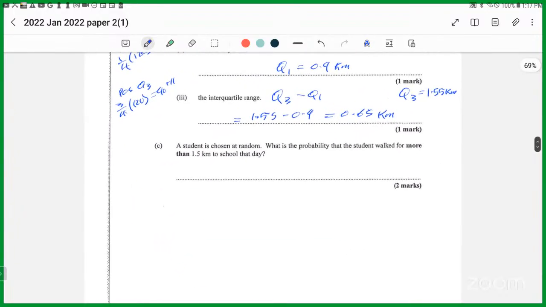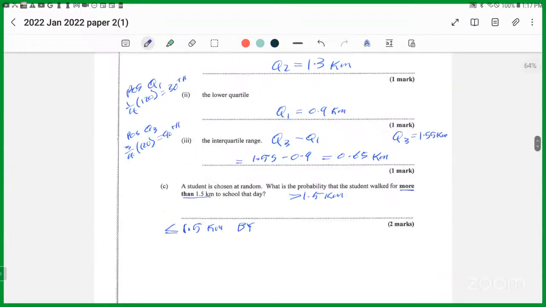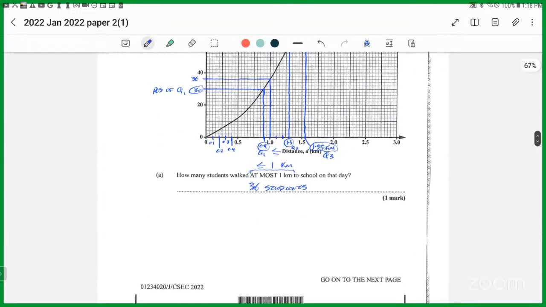Question says, a student is chosen at random. What is the probability that he walked more? He walked more than 1.5, meaning greater than 1.5 kilometers. Remember, the graph shows you how many took less than or equal to 1.5. So less than or equal to 1.5 kilometers was done by how many students? Let's go on the graph. 1.5, so 1.5 here.